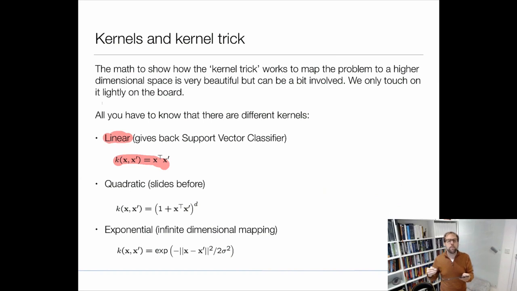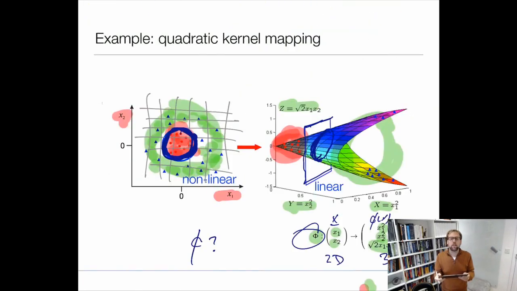Now, I could also make it slightly nonlinear by introducing this quadratic kernel here, which is just 1 plus the inner product to the power d. d is the polynomial kernel, but if I choose d equal to 2, I would have a quadratic kernel. And you can already see a little bit how this comes about. The quadratic kernel is quite similarly related to this mapping here. So here I have phi being this mapping.